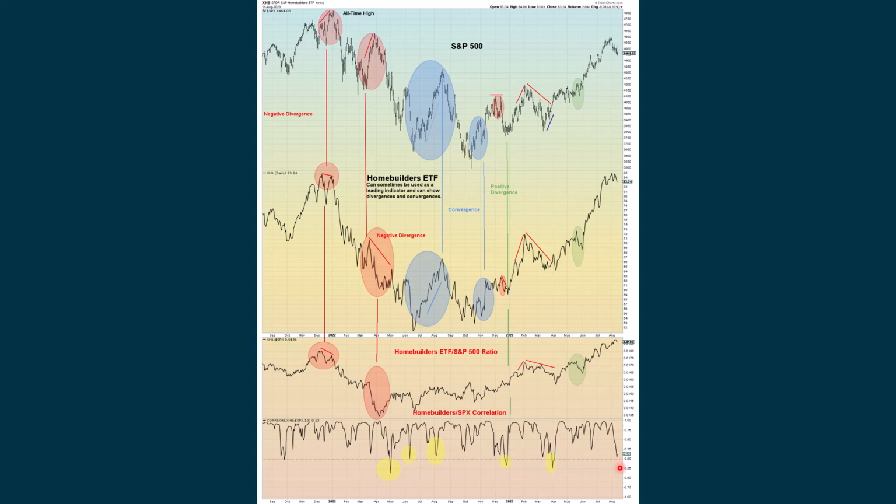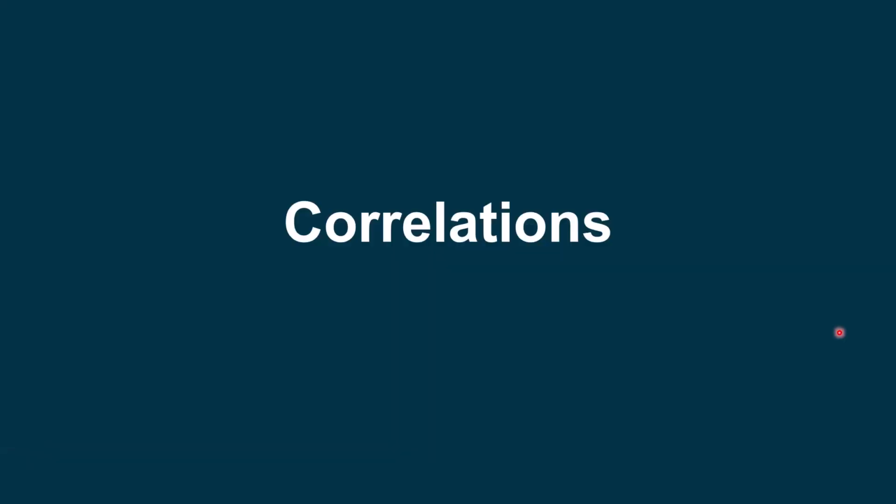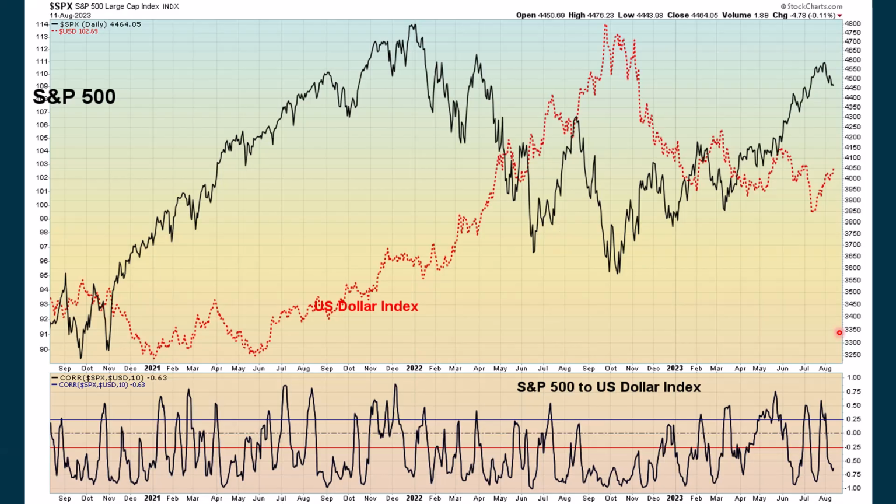This is a chart that I look at every day, and if something is happening, I bring it up in the daily video. We look at InterMarket Analysis. Going back to the beginning of 2023, stocks are still doing the best, followed by oil, which has really been seeing a comeback, then gold, then the dollar, and then bonds are now negative going back to the beginning of the year. Some correlations we keep an eye on.